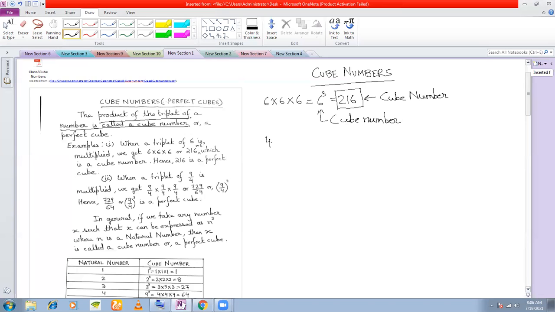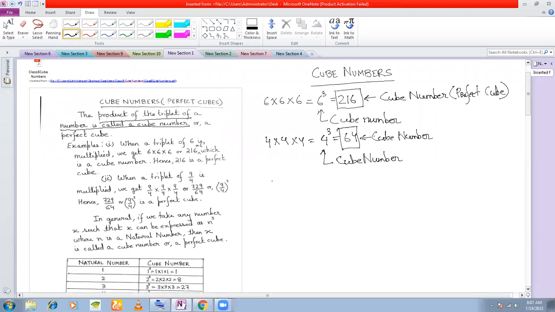Similarly, you can have 4 into 4 into 4 equal to 4 cube equal to 64. This number is also a cube number. You can also call this a cube number or a perfect cube. 4 cube or 64, cube number or perfect cube.